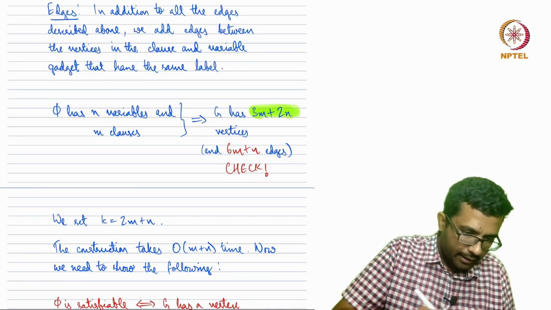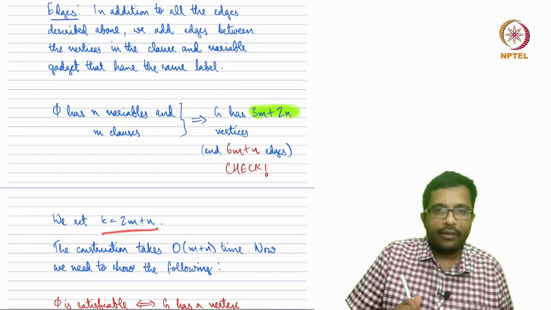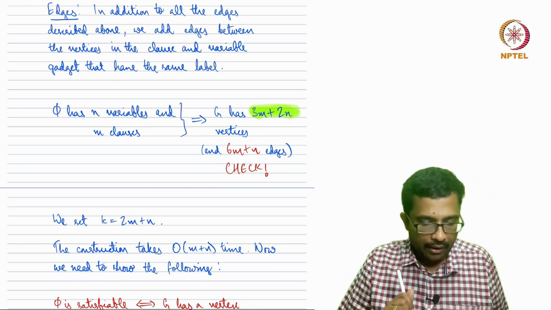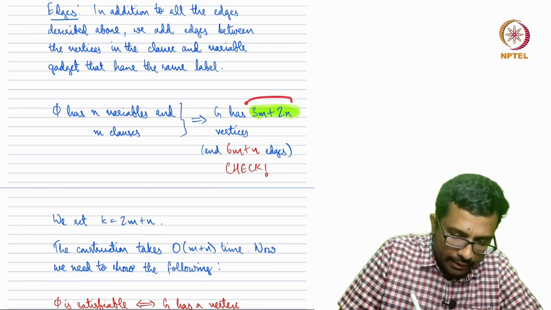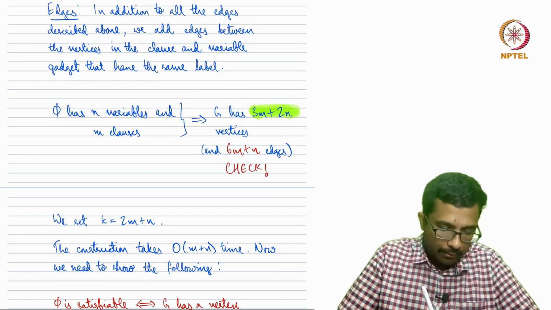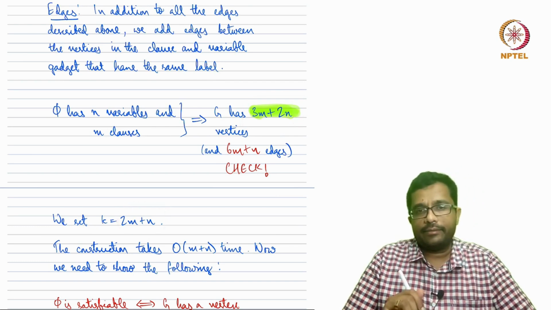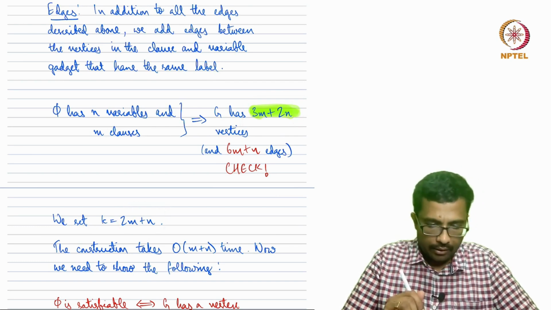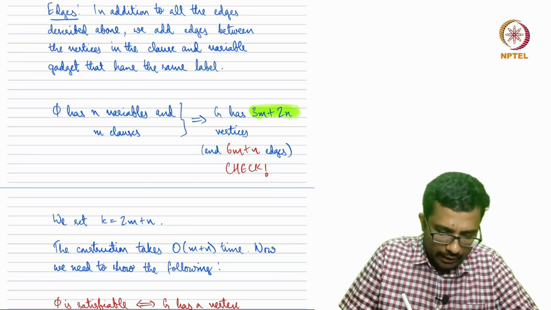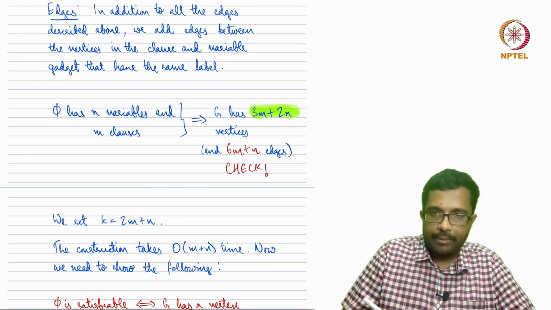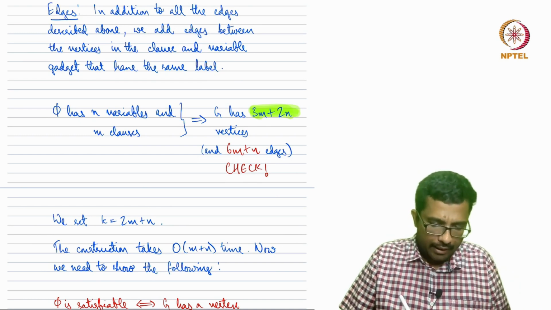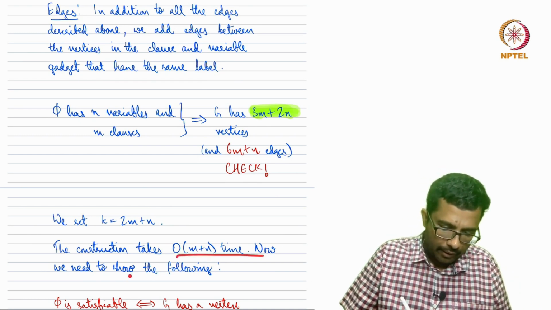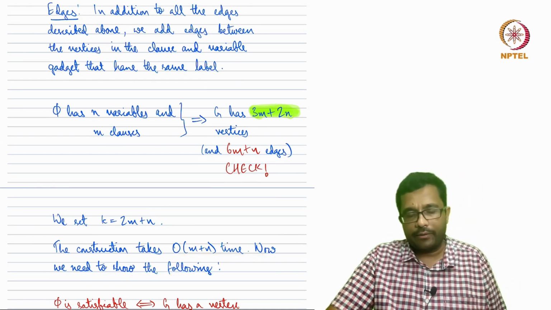Finally, what is our k going to be in the vertex cover instance? K is going to be 2m plus n. Notice the number of vertices is 3m plus 2n, but k is going to be 2m plus n, right? The construction is going to take order m plus n time, as I have already mentioned, and so it is polynomial time. This you can verify.